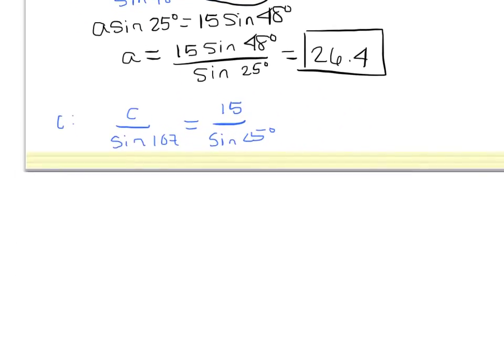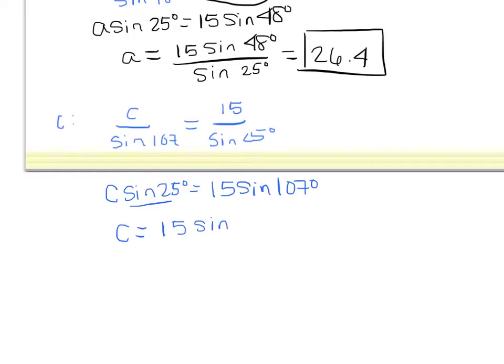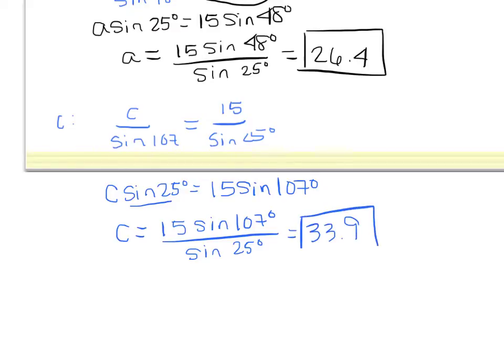So now to simplify this, I have C times the sine of 25 degrees is equal to 15 times the sine of 107 degrees. When I divide by the sine of 25 degrees, we get C is equal to 15 times the sine of 107 degrees divided by the sine of 25 degrees, and this then will give us a length of 33.9. And that concludes this example.